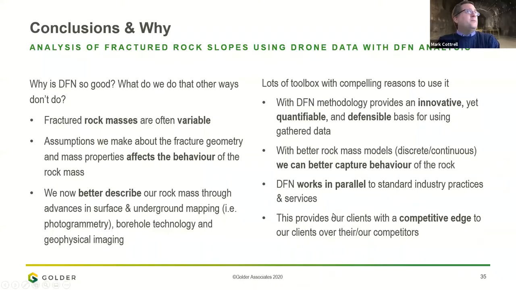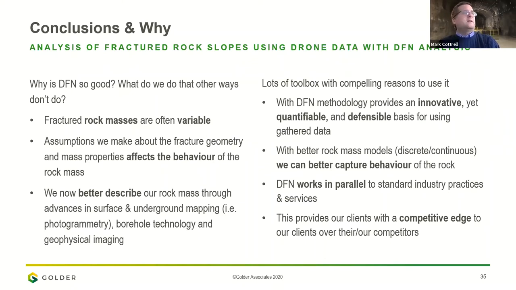So just to conclude, the DFN approach is there for characterization, optimization of designs of geotechnical problems in rock. Fractured rock mass is a variable. We have the data available, so we should be putting effort to have that detail in our models. We can make use of photogrammetry, both for near surface, but also underground situations. We're able to combine that with traditional sort of borehole logging, scan line mapping, right through to maybe 3D seismic surveys.